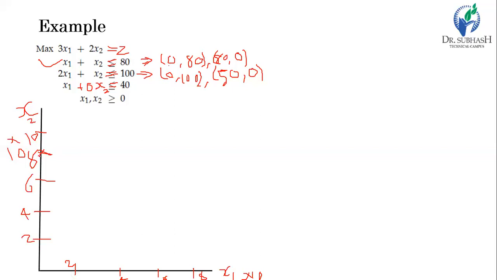So 0, 80 is here, which lies on x1 plus x2 equal to 80, say constraint number 1, and another point is 80, 0, that is x1 equal to 80, x2 equal to 0. Since x2 equal to 0, it is on the x1 axis, so another point lies here at 80. Draw a straight line which must pass through both these points.